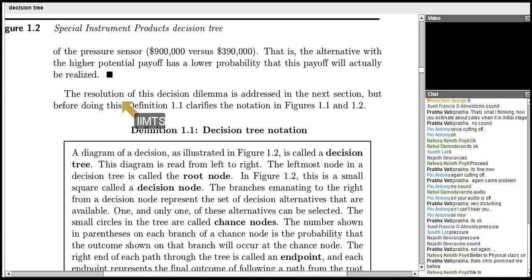Now, the resolution of this decision dilemma is addressed in the next section. But before doing this, let's define a few issues. Let's define a few words. I think there is a hand raised. Razy. Let me hear what is Rafik. You want to say something about the probability we're talking about?